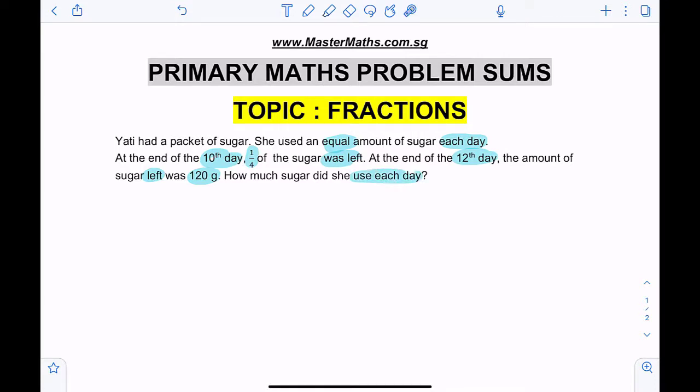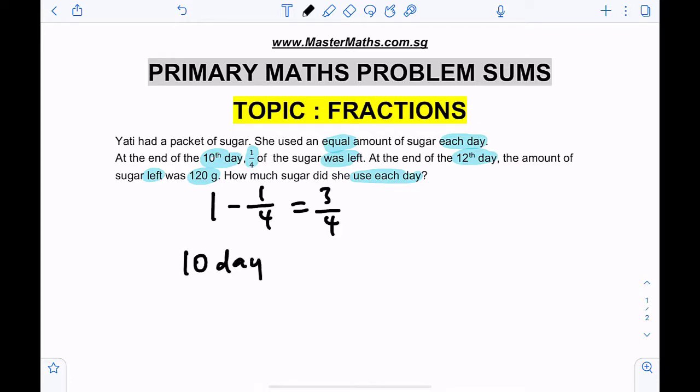Now, to do this question, we must realize that at the end of the 10th day, she had 1/4 of the sugar left, which means that she had used 3/4 in those 10 days. So 1 minus 1/4 is 3/4 of the sugar, and she uses this in 10 days. Okay, so in 10 days, she would have used 3/4 of her sugar.